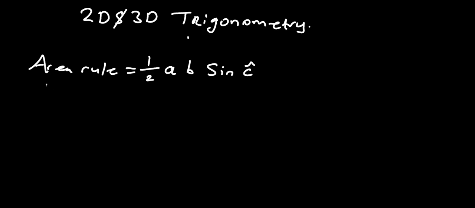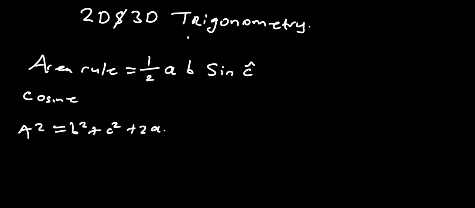Also, we have this, we call it the area rule. We also have the cosine rule. The cosine rule, so the cosine rule, it's a squared equals b squared plus c squared, and then plus 2 times b and c, and then sine of angle A.